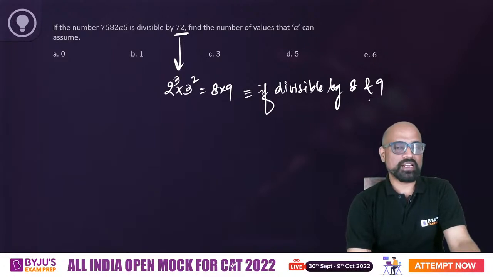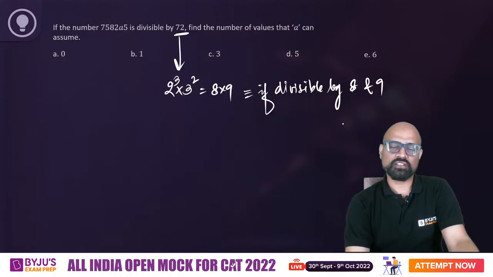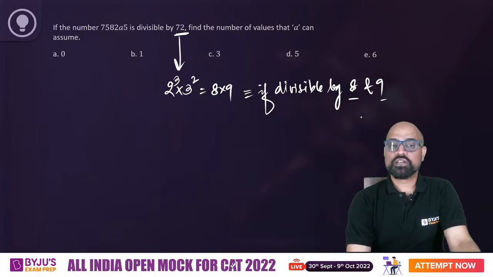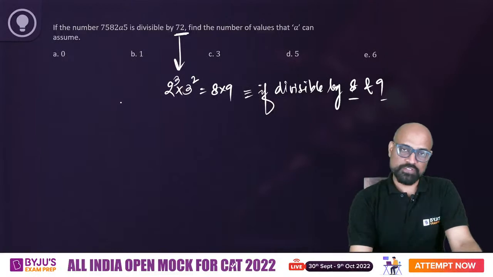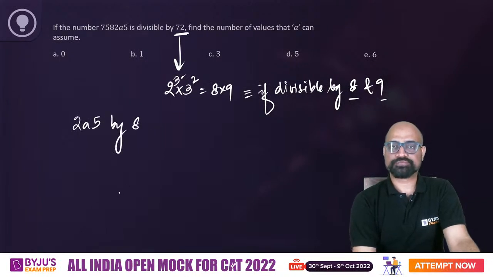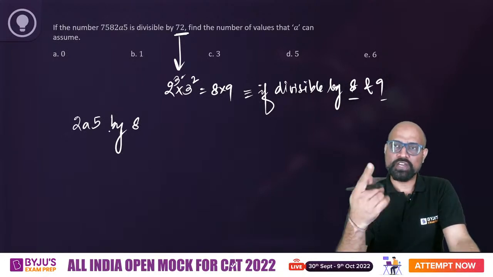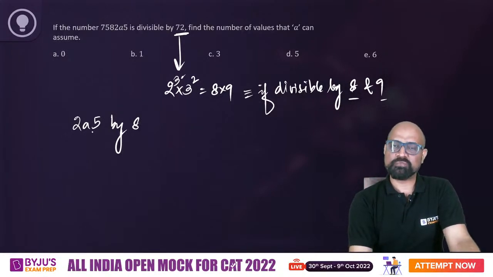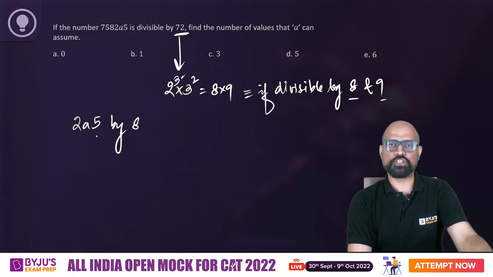Not 12 and 6, not 4 and 16, not 4 and 18, but it should be 8 and 9. So what is the divisibility rule for 8? Last 3 digits. So 2A5 is divisible by 8 when? Well, can we, in the table of 8 in 200s, the first number that's going to be divisible by 8, which one is it going to be?